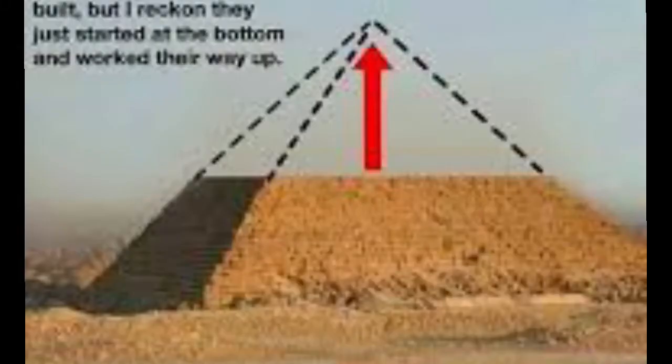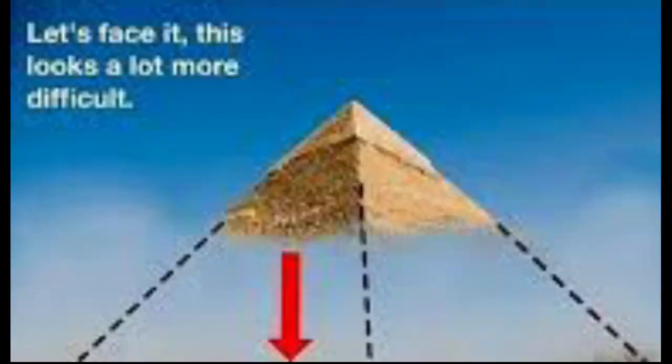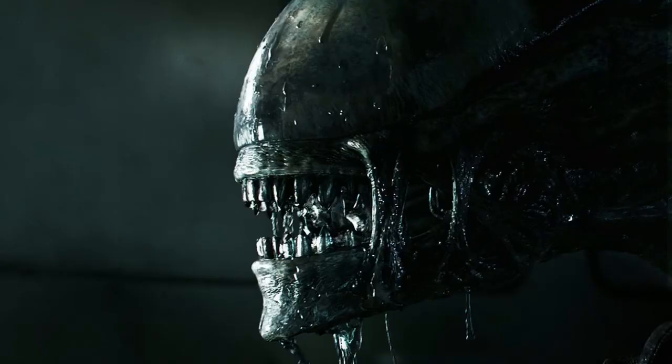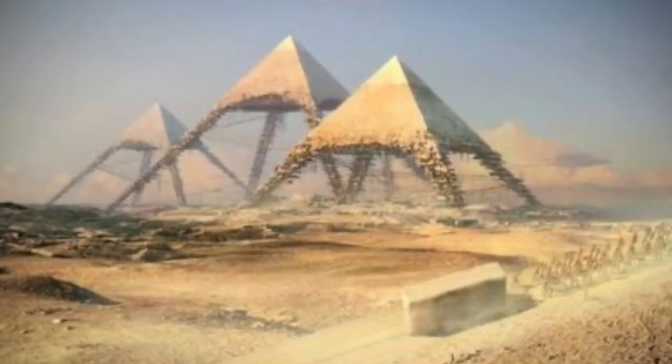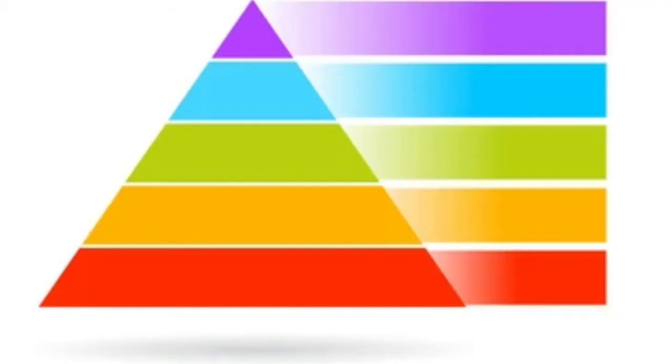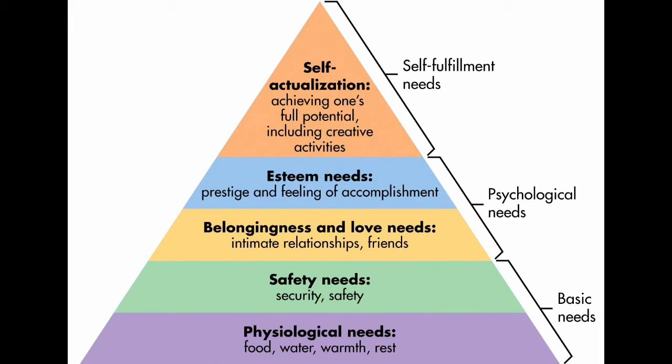Pyramids have to be built from the bottom up because, let's face it, building from the top down is quite difficult. Unless you have alien help, which might have been a thing back then, but I don't really know. Maslow's hierarchy functions similarly. The lower levels must have a majority of it completed before ascending or progressing upwards in the hierarchy. Now that we understand how the pyramid functions, we can integrate the fundamental details about it. There are 5 stages: physiological, safety, love and belonging, esteem, and self-actualization.